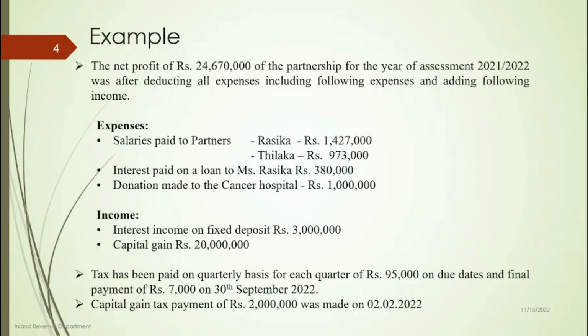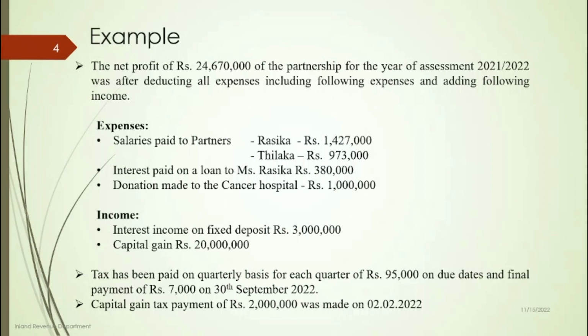In addition to that, the partnership has paid loan interest to Ms. Rasika because Ms. Rasika has given a loan to the partnership. The interest amount is rupees 380,000. In addition to these expenses, the partnership donated rupees 1 million to the cancer hospital. These are the incomes added in calculating their net profit. They have added interest income on fixed deposit, that is 3 million, and capital gain rupees 20 million.